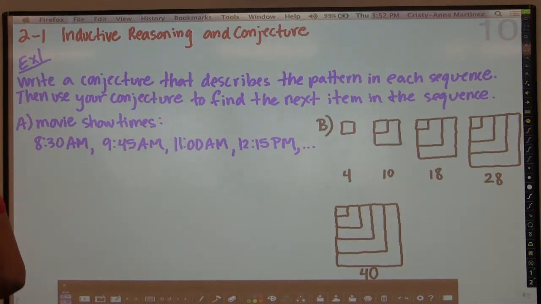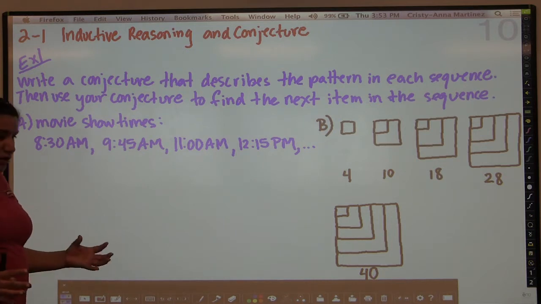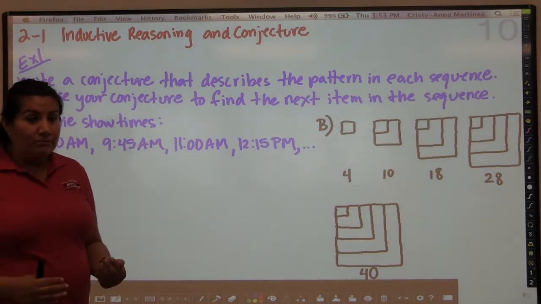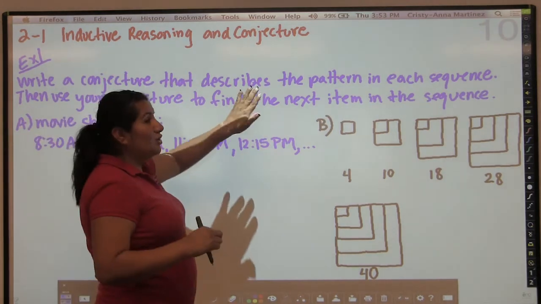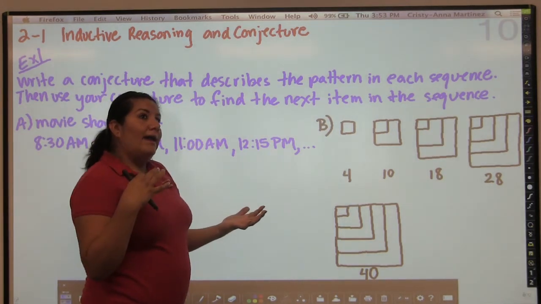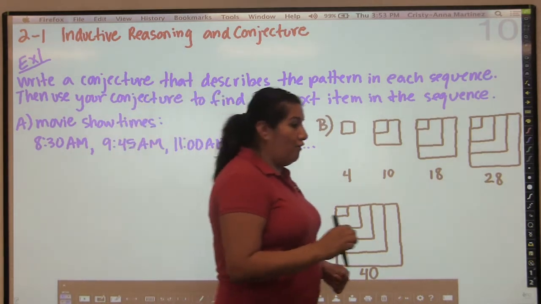Welcome to chapter 2. This whole chapter is about reasoning and proof, and it will get a little more complicated as we progress in the chapter, but right now it's actually pretty easy. We are talking about inductive reasoning and conjecture. Those are just some really fancy words for basically observing a pattern. That's inductive reasoning, is basically observing a pattern. And a conjecture is making an assumption based on the pattern that you're observing.